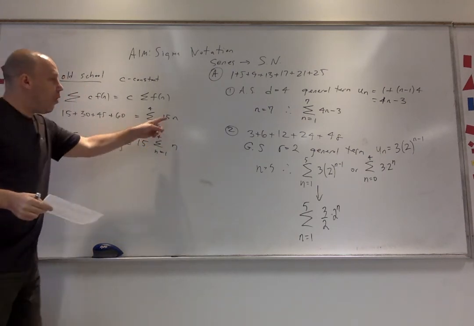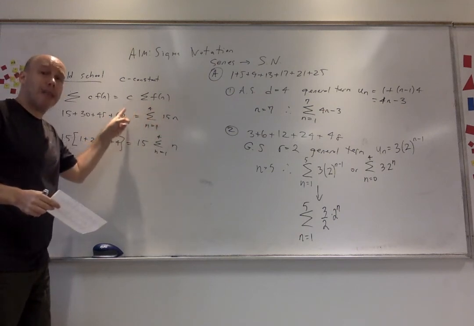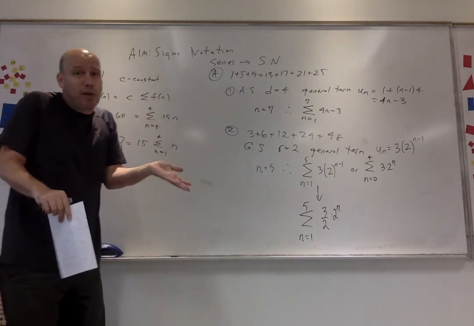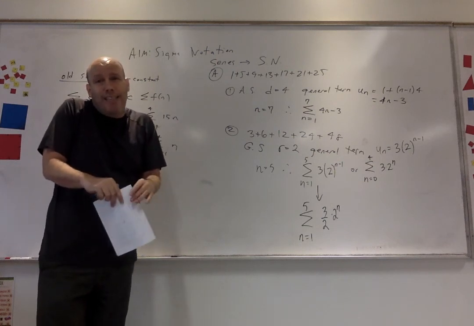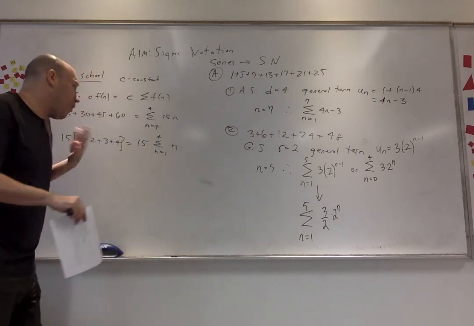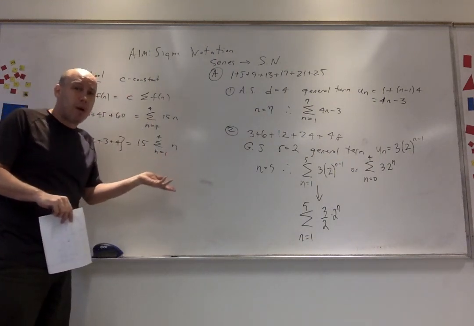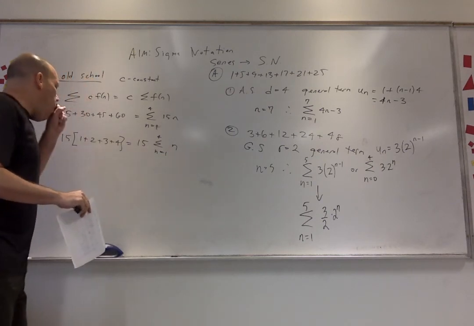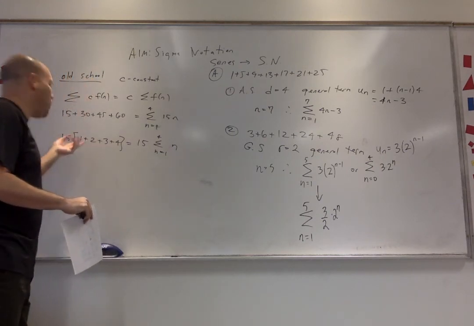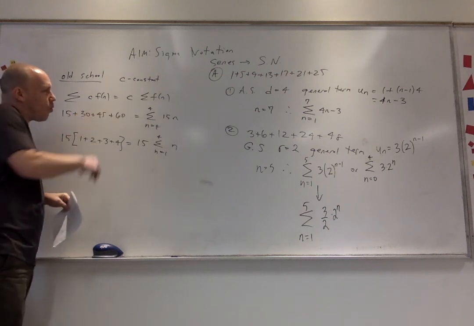And you can see, once again, you can pull a constant out. You can see how easy this would make your life. Let's say you only have a scientific calculator. Well, I know to add 1 plus 2 plus 3 plus 4. That's easy. That's 10, right? 10 times 15 is 150. But this might be a little more cumbersome.